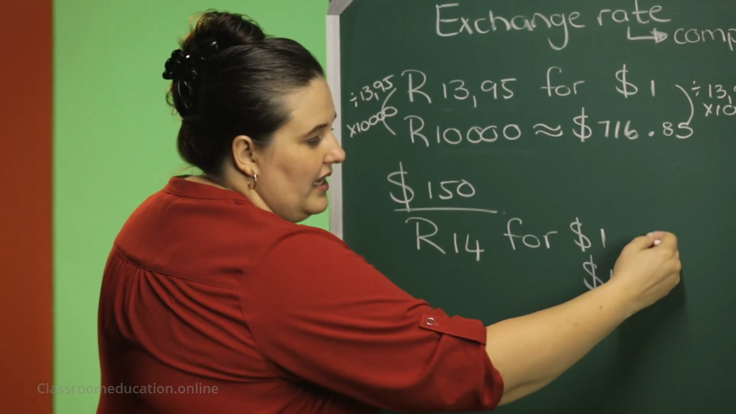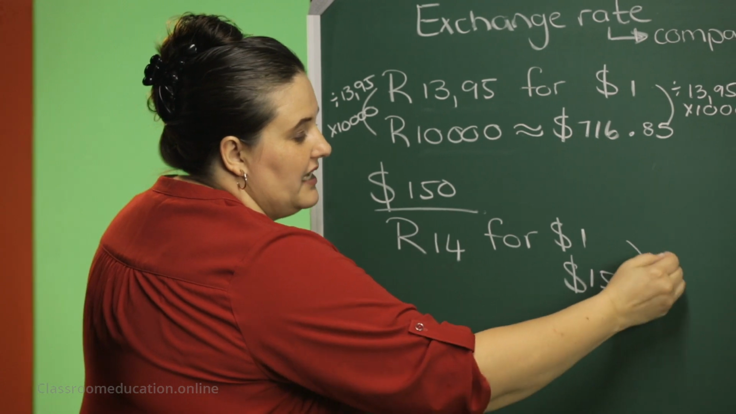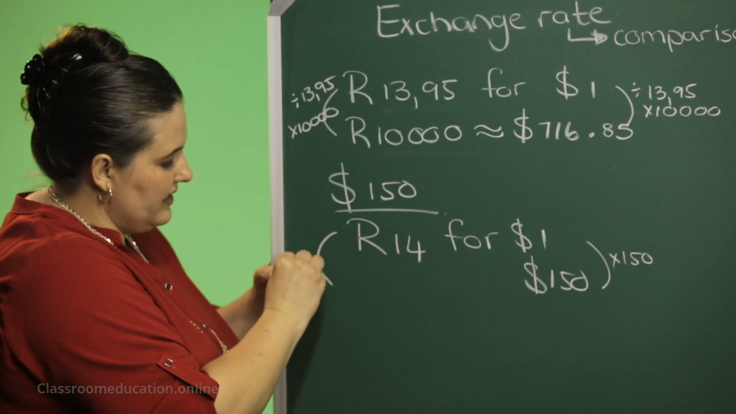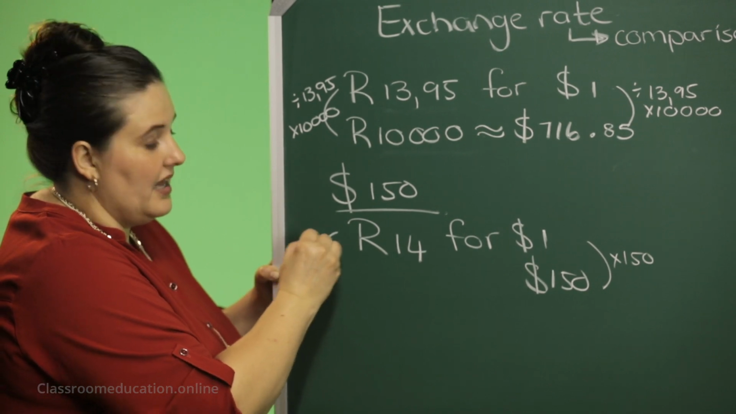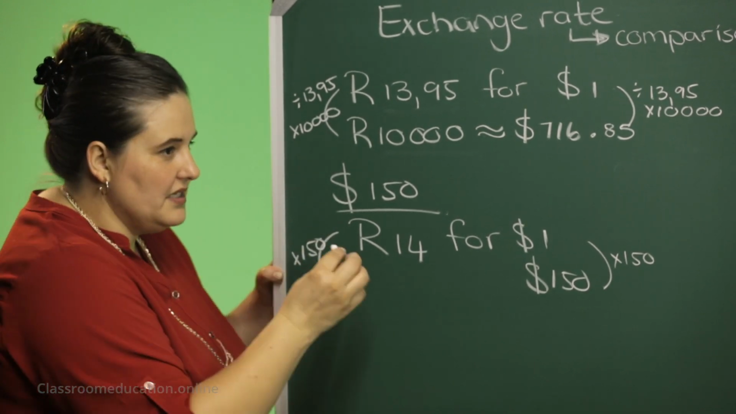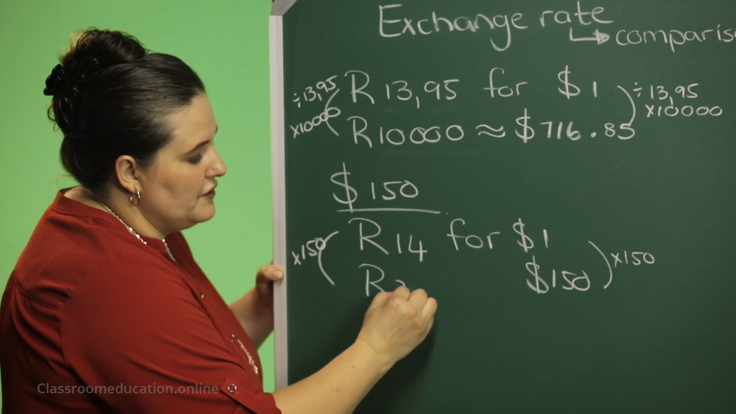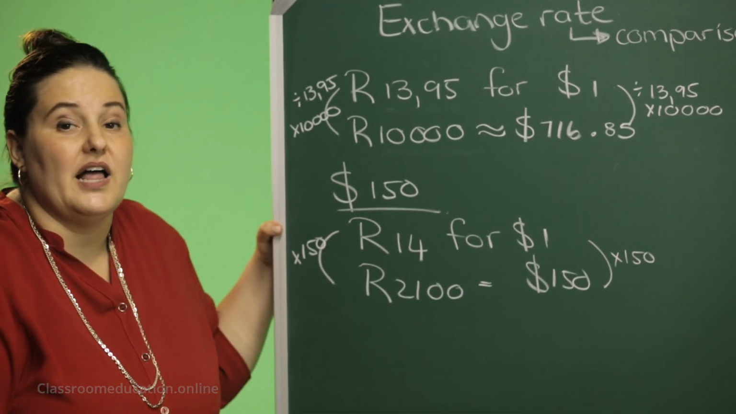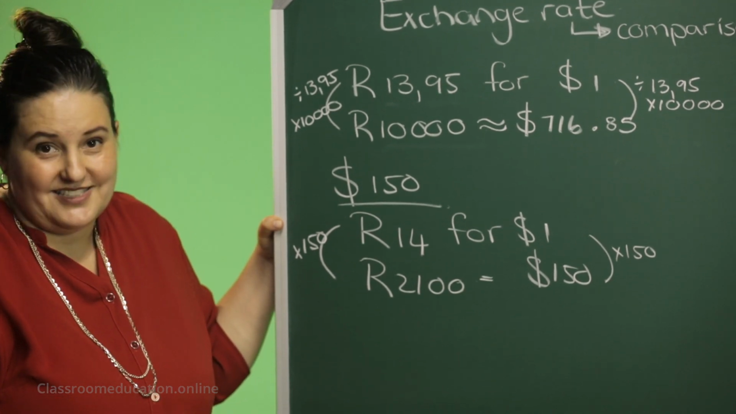To change the $1 to 150, multiply by 150. Now you need to do it this side as well. Multiply by 150. And then you will see you get an answer of 2,100 Rand will equal $150.